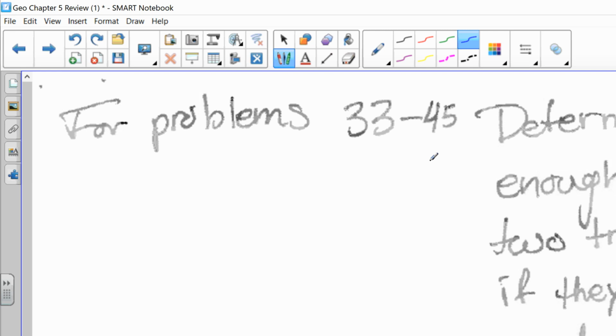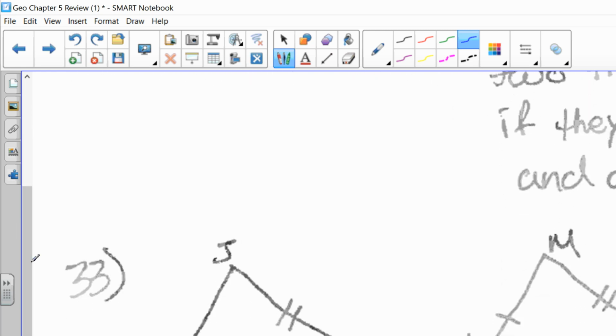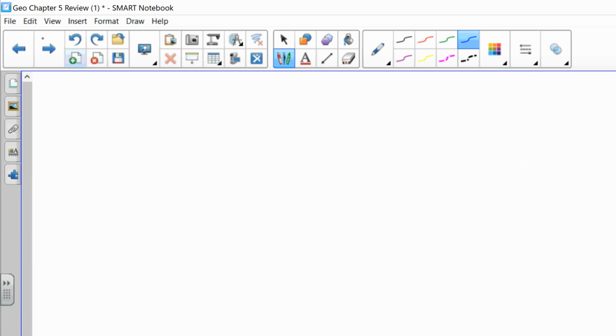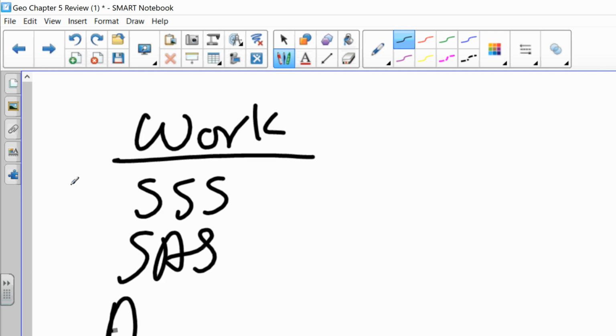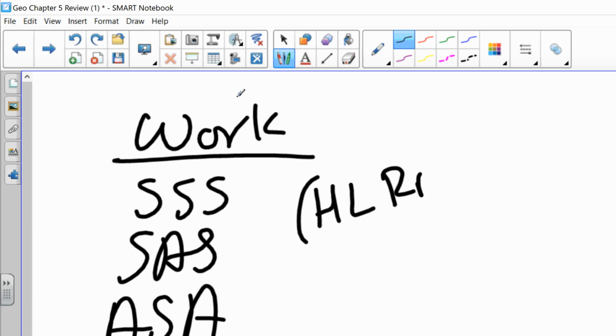So, why don't we list those out? I'll list those out because the ones that work are side, side, side, side, angle, side, angle, side, angle, angle, angle, side, or side, angle, angle. Now, there is hypotenuse leg if it is right, and that's only if it is a right triangle. I believe I pulled all of those out of the test. There's not going to be a hypotenuse leg.